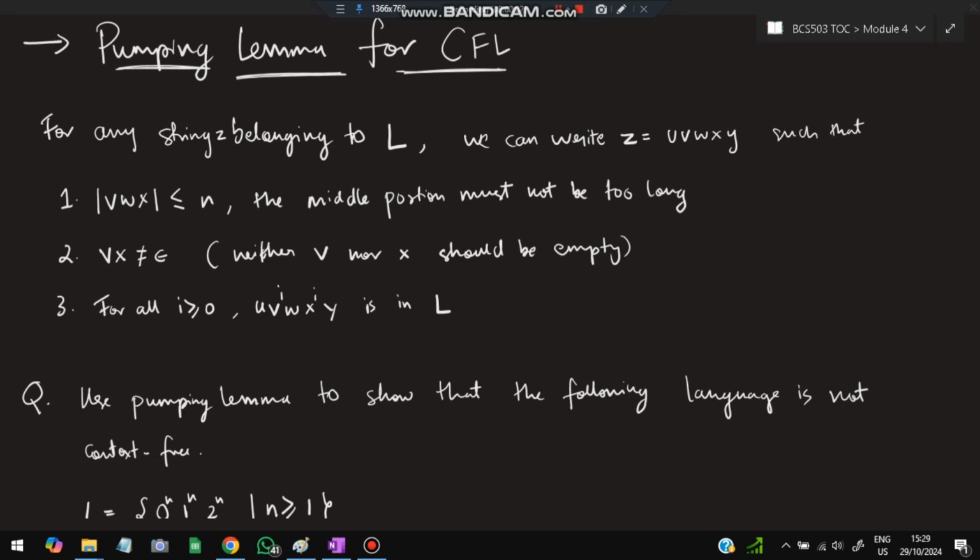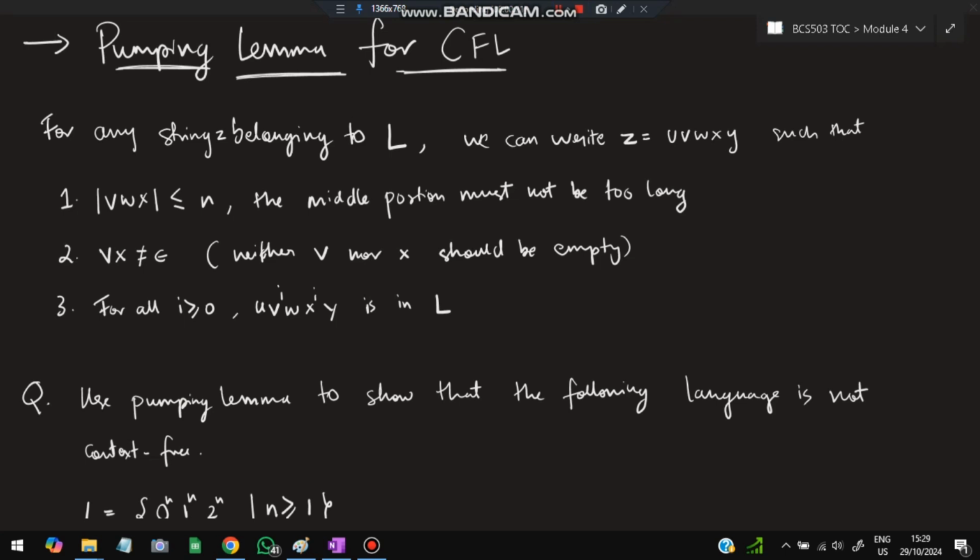Moving on to the second topic, which is the pumping lemma for the CFL. Here we will be doing the similar thing which we had done in the previous module, where we used the pumping lemma for regular languages. Now we'll be doing it for the CFL. So the rules remain the same, slight differences are there, so pay attention.